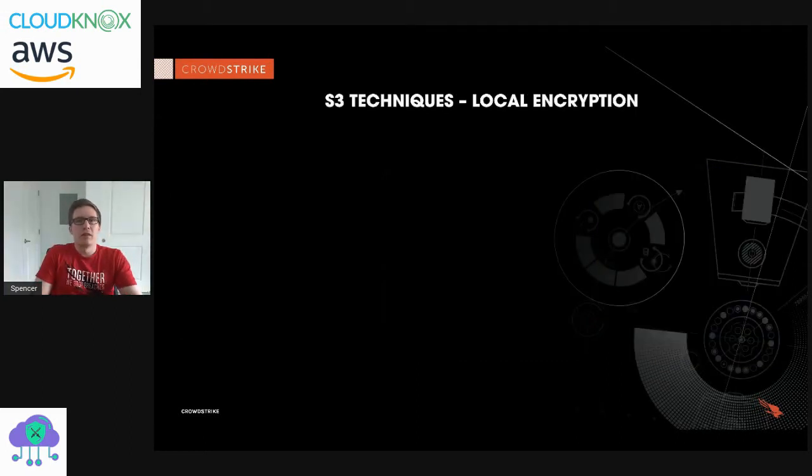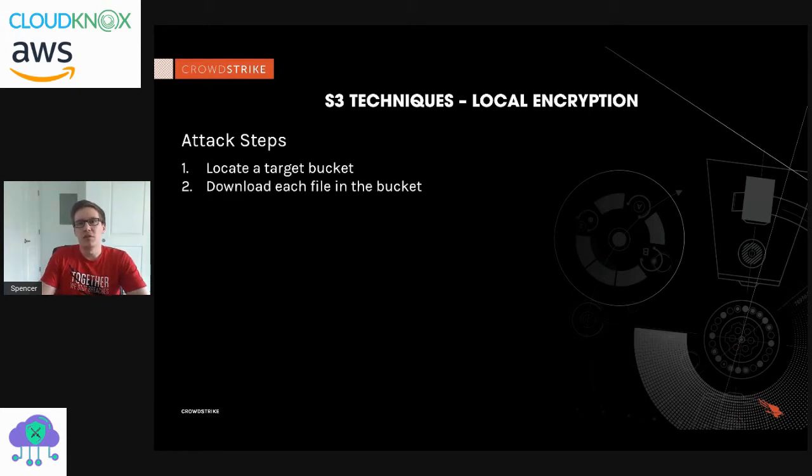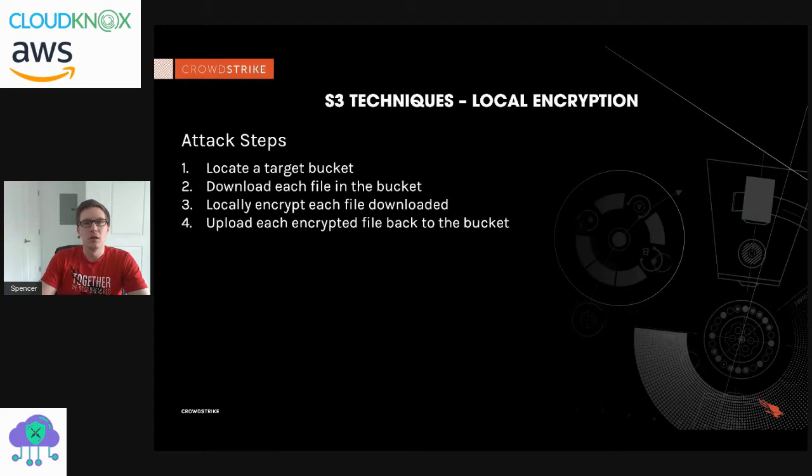So for the first method, local encryption, obviously we're going to locate a target bucket. We're going to download each file in the bucket, and we're going to locally encrypt each of those files with something like AES 256, if you're going to be basic, and upload each of those encrypted files back to the bucket.